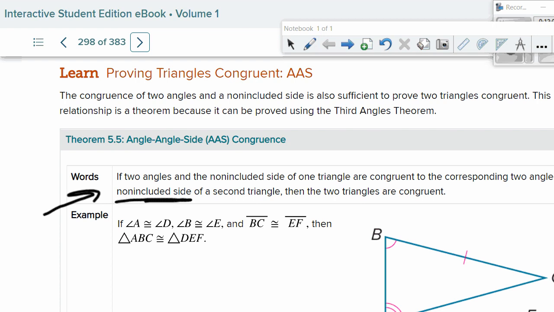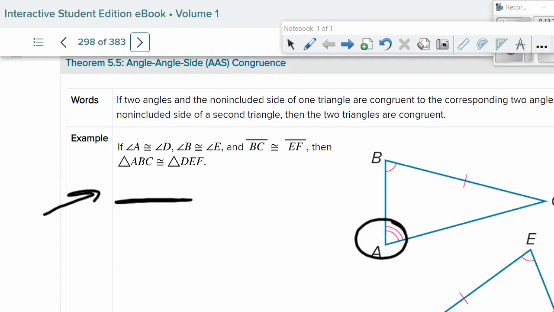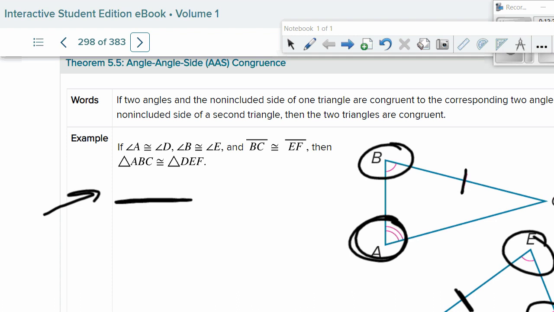We learned that in ASA the side was included between the angles. Well, now the side that's going to be equal is not between the angles. So if you take a look at this picture, I've got this corresponding angle B is equal to E. A is equal to D. Now those two angles are corresponding, but angle, angle, side would have a side that's not between the angles.